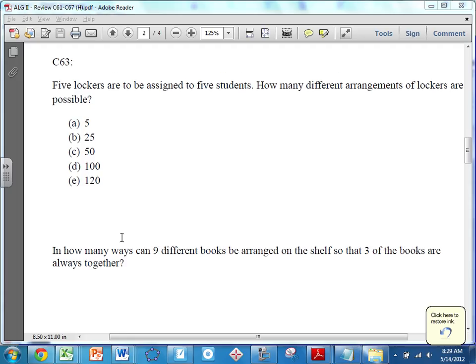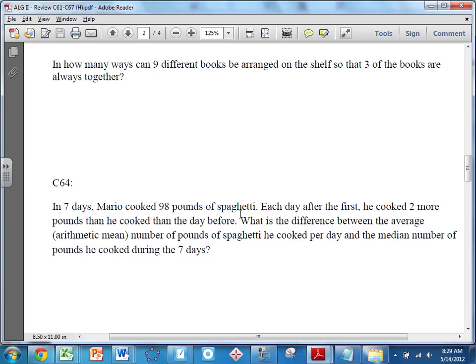Yes, Jason. Okay. Let's do the bottom one. I'm going to leave the top one for you to do yourself. So let's go to this one right here. In how many ways? Thanks, Sean.